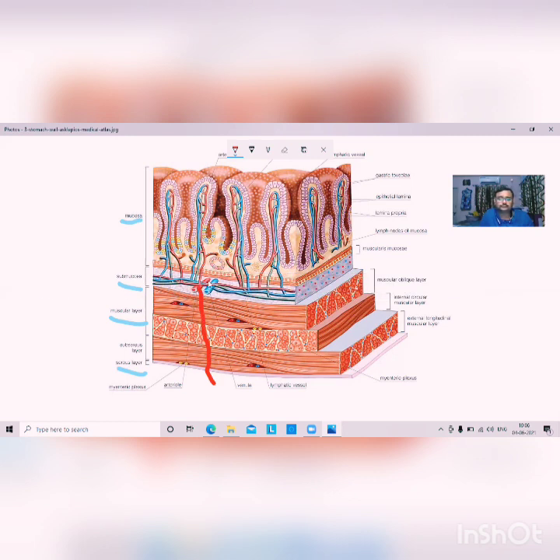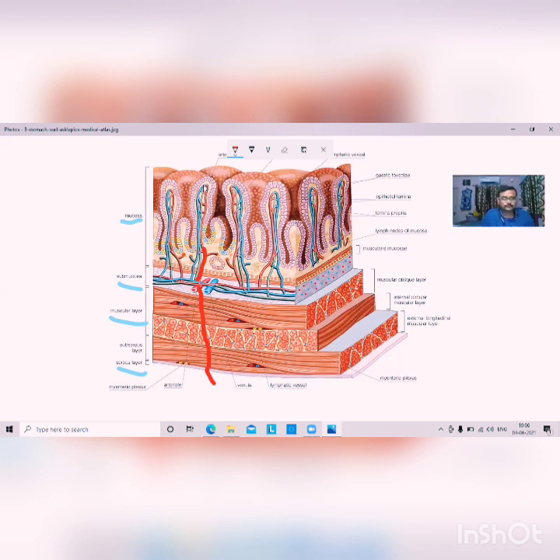From this anastomotic network, the arteries will pierce this layer, that is the muscularis mucosae, and reach the lamina propria to reach the base of the epithelium. Here also there will be an intense interarterial anastomotic network before it forms the capillaries.